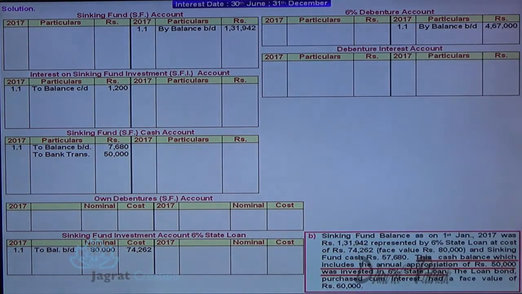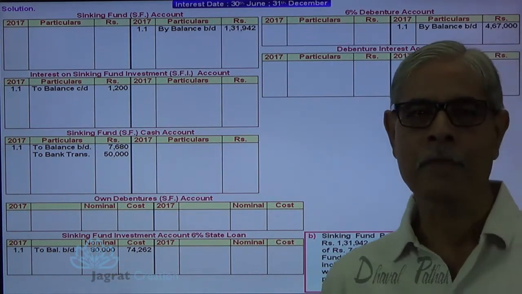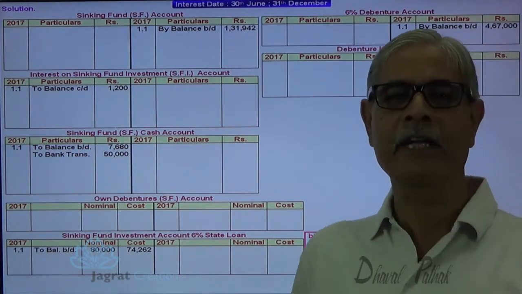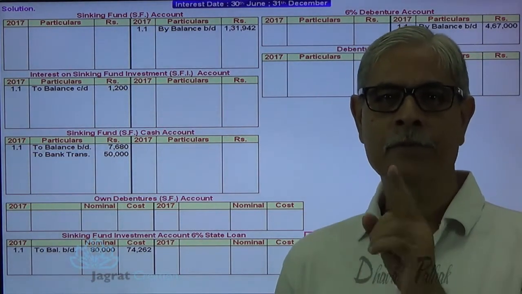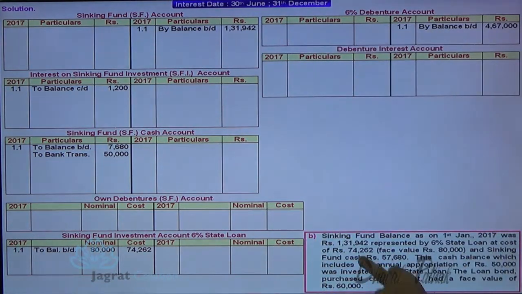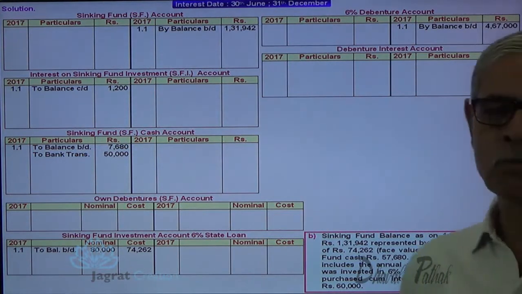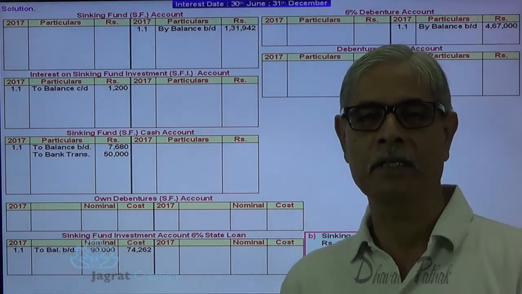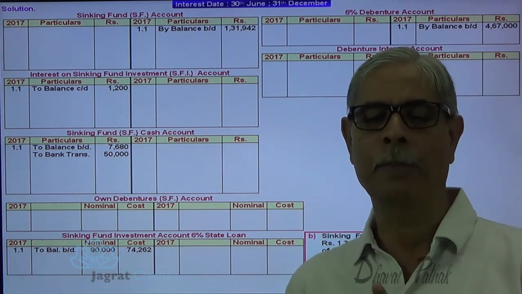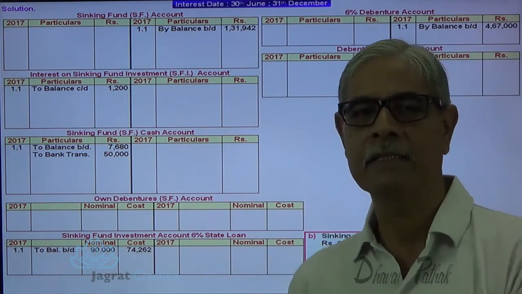Look at the working that I prepared. Now when you purchase this state loan, you are required to pay ex interest price, and also you are required to pay interest till the date of purchase of investment. The date of purchase of investment is on 1st of January, and the last interest was paid on 30th September. So we are required to pay interest when we purchase this investment.